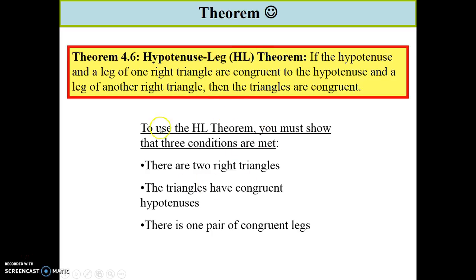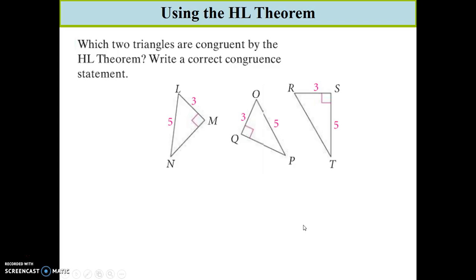First one, and probably the trickiest one as far as proofs go, there are 2 right triangles. You might be given information that they're perpendicular. You're going to have to go through a bit of a process to show that the 2 triangles are right triangles. So just be careful there. We'll go through some examples in a bit. Then these are just sides. The triangles have congruent hypotenuses, and there's one pair of congruent legs. So that should be pretty easy.